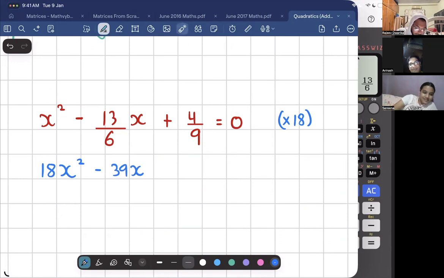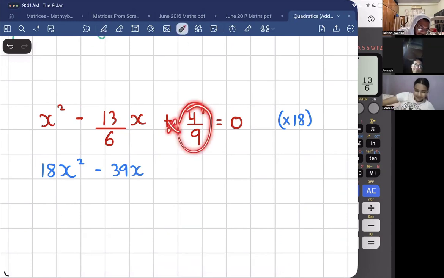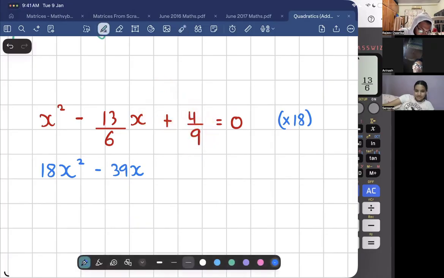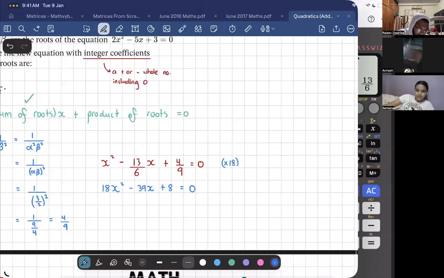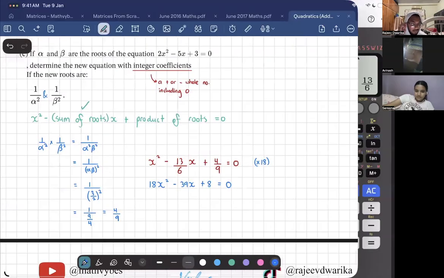And I want Avinash to tell me the other one. If I multiply 4 over 9 by 18, how many times could 9 go into 18? 2 times. Okay, and then you multiply 2 by what? 4. What's 2 times 4? 8. And that'll be equal to 0, and that's the answer I'm supposed to get.